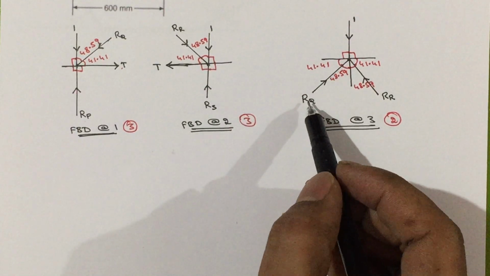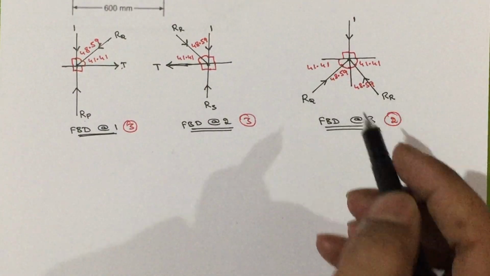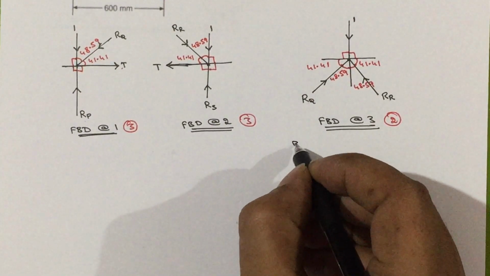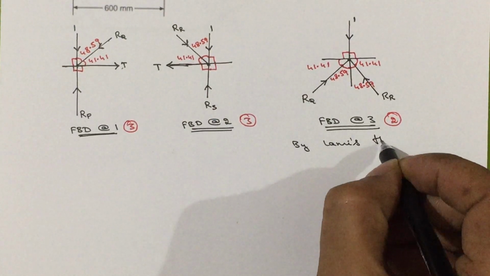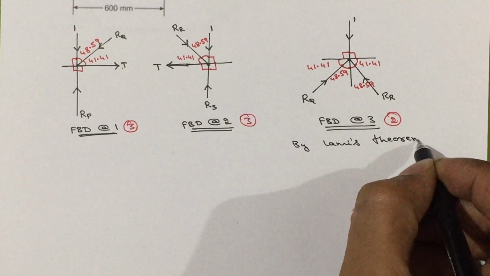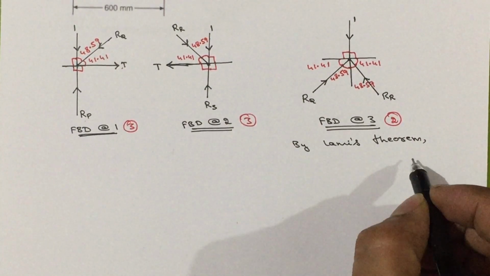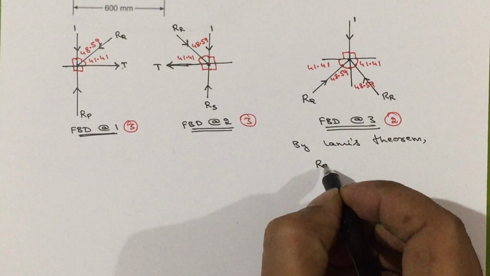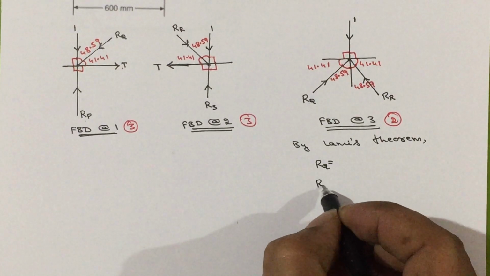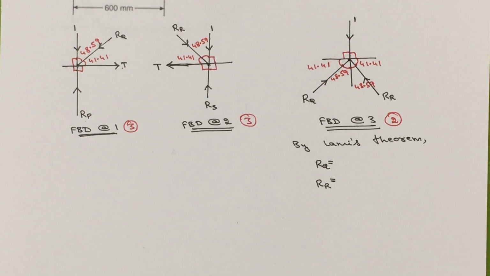So we need to choose the method now to solve the problem. For that, count the number of forces: 1, 2, 3. Count the number of unknowns: 1, 2. There are 3 forces, 2 unknowns. We can solve this problem by using Lami's theorem. So apply Lami's theorem, that is nothing but write the Lami's equation for this problem. You will get RQ and RR.